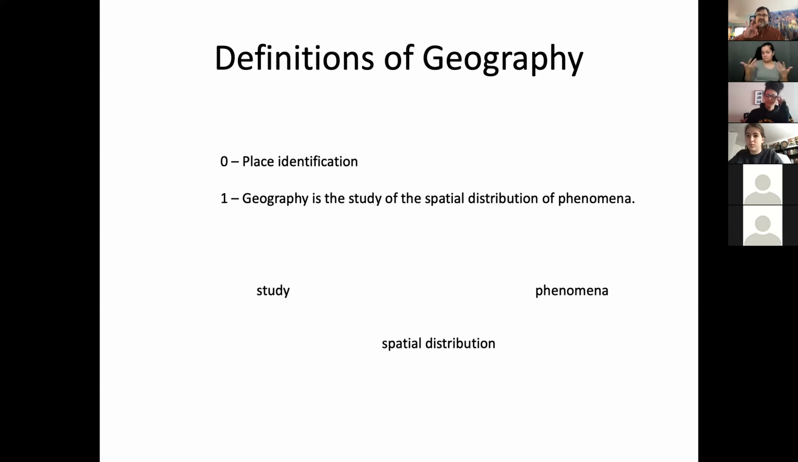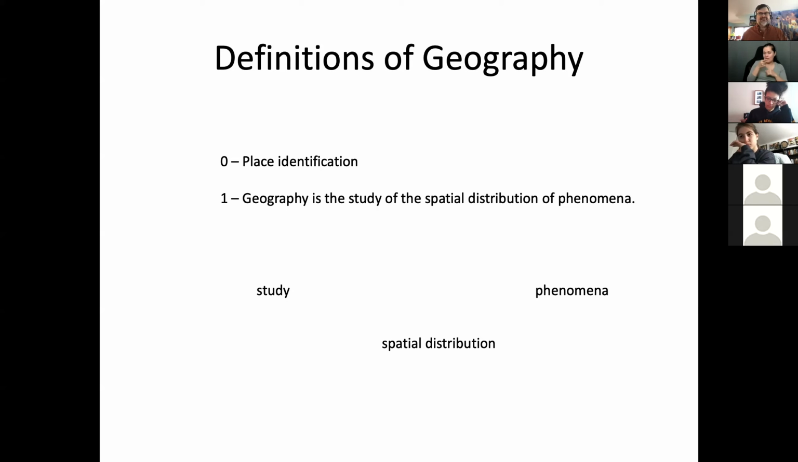So, three key pieces of that sentence. Study. I like that that word is in here. We're serious about this. We're serious, like studying science, like studying chemistry, like studying history, whatever it is. We're serious about studying geography. So, what can we then study? Well, phenomena. Remember, phenomena is the plural. Phenomenon, that's one thing. Phenomena, more than one thing.